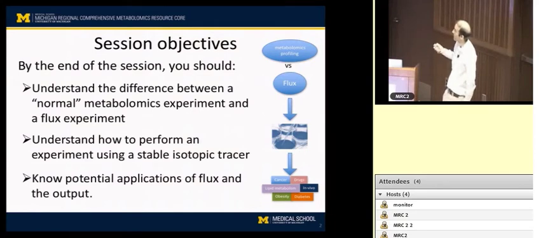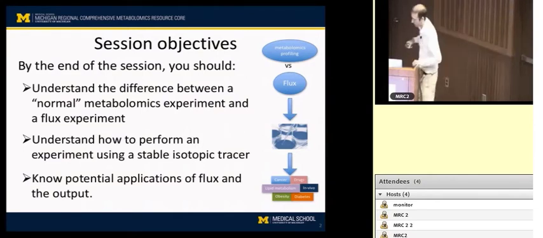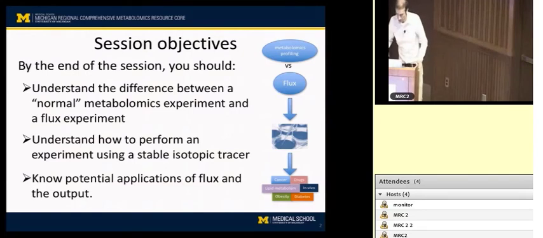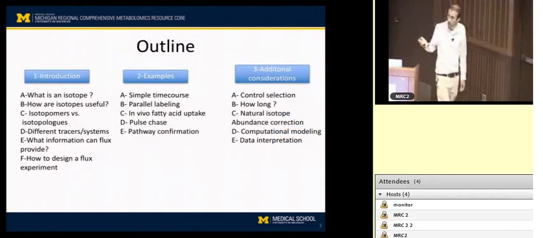Hopefully you'll be able to understand how to perform an experiment using a stable isotope tracer in your lab if you want to do that, and then know the potential applications of fluxomics or stable isotope resolved metabolomics, as Dr. Fan said, and also the output of the data, what it looks like and how to interpret it, at least to a first approximation. So here's an outline, all the slides that I'll talk about.